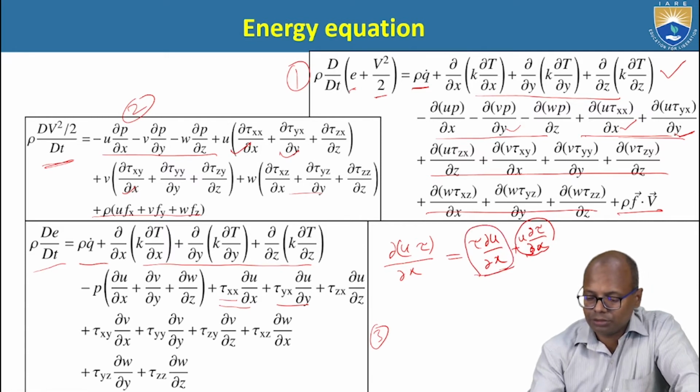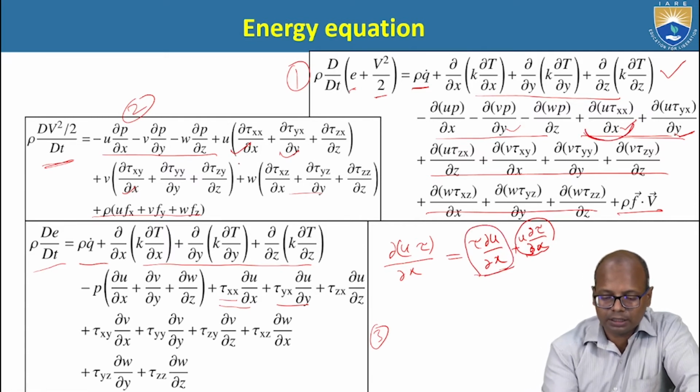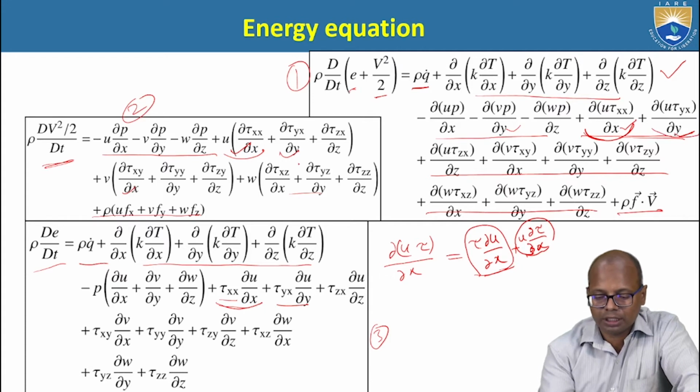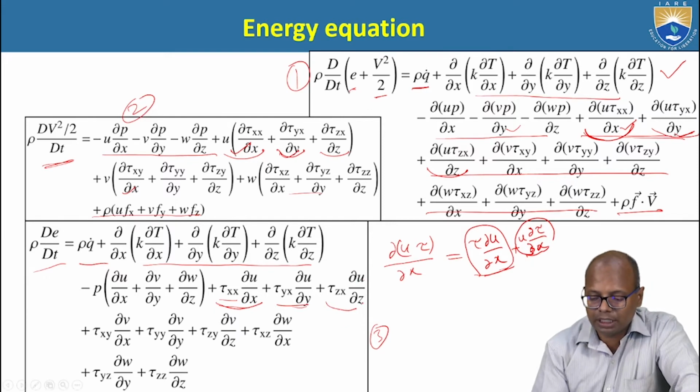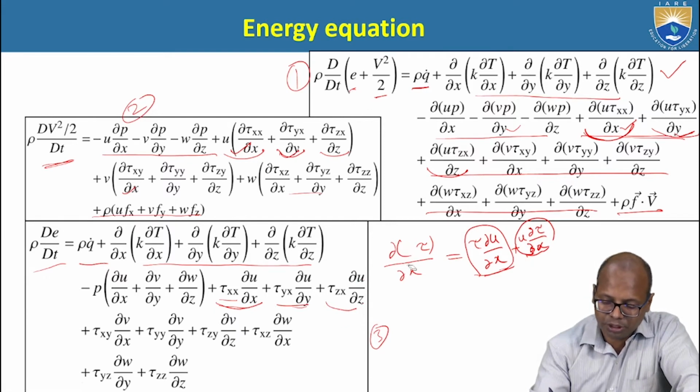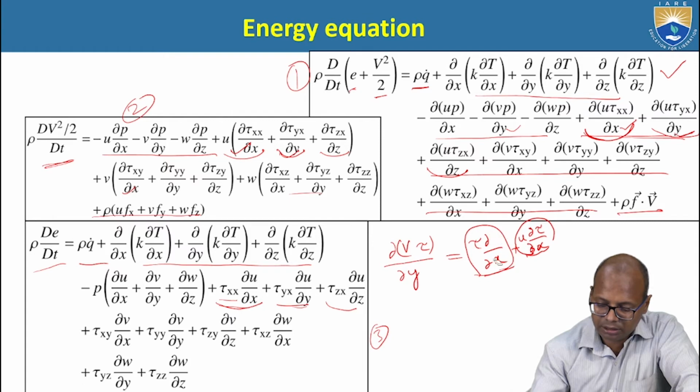So from this minus this, I will get tau xx into dou u by dou x, and this minus this, I will get tau yx into dou u by dou y. If I subtract this from this, what I will get is tau zx into dou u by dou z. Similarly, if I put v here, this is v, so I will get y here. Similarly here, this is v.